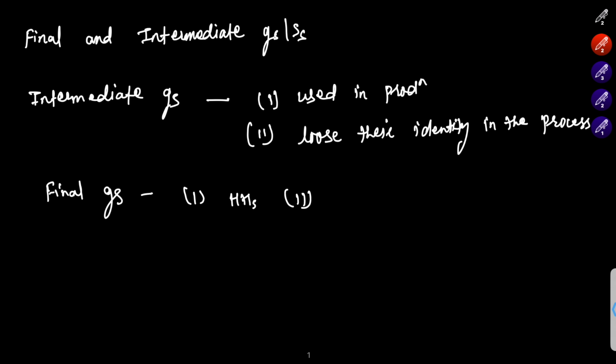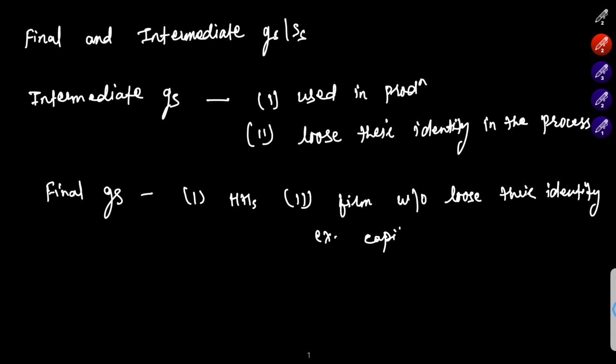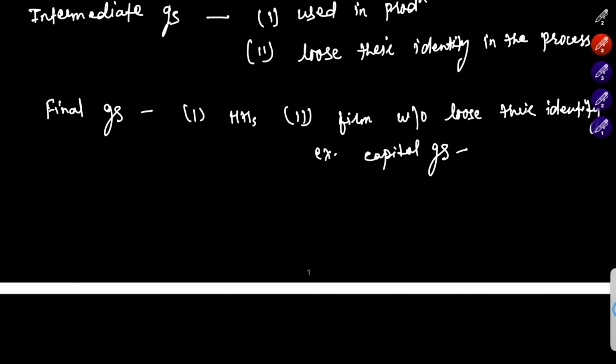And the second is used by the firm to produce final goods without losing, lose their identity in the process. So example, capital good like building मशीनरी और एक्सेट्रा, ये सब कैपिटल गुड्स आते हैं ना.